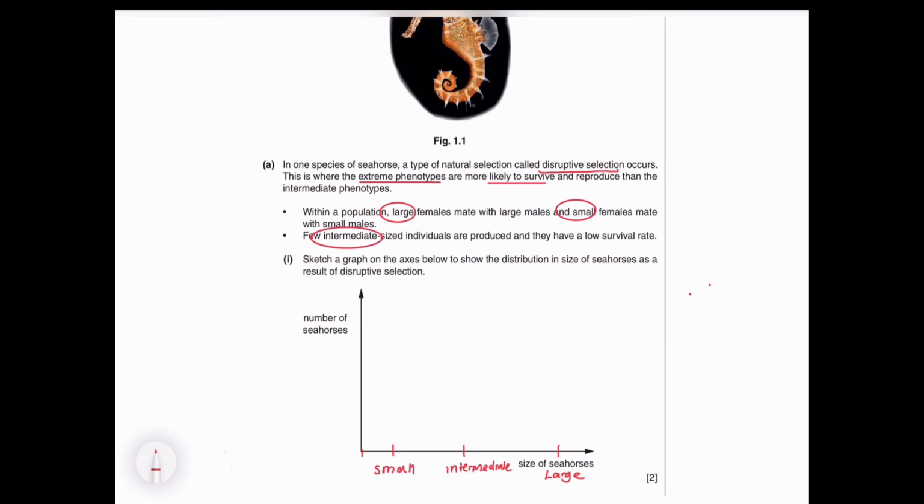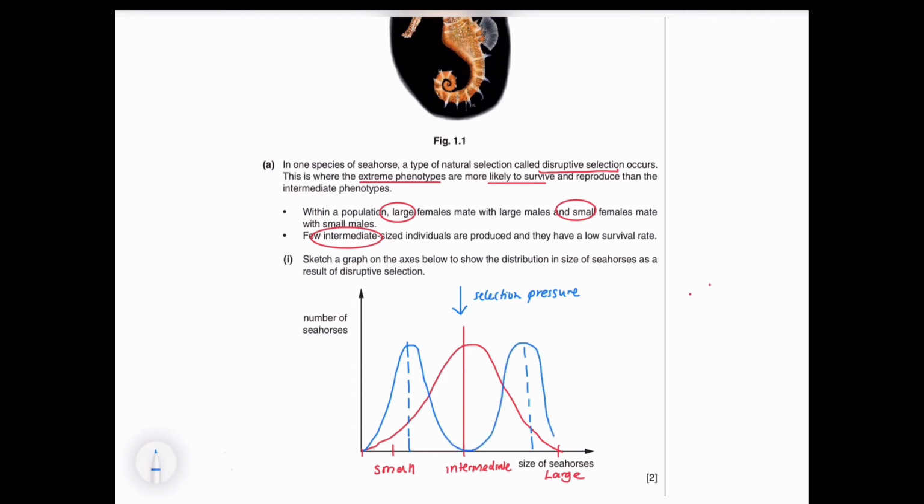If the question did not show the original, you can always sketch the initial distribution, whereby the intermediate is supposedly the favorable one. As selection pressure is acting on the intermediate, now the small and large sizes are being more favored or selected for. So you will see a graph with two new peaks, where the new peak is actually the same height as the initial graph.